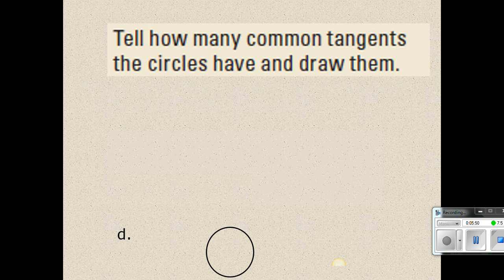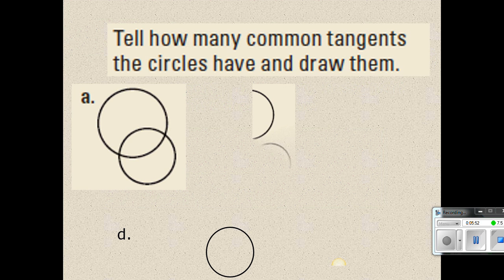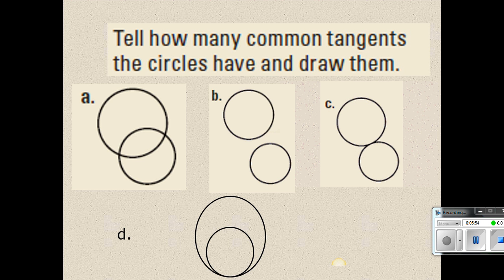How many common tangents do you see in these four diagrams? So let's first look at diagram A. That would be a common tangent, and it would touch the circle here and the smaller circle here, so that would be one common tangent. Where else could I draw a common tangent? I could also draw a common tangent there, where it would touch the larger circle here and the smaller circle here. So this one would have two common tangents.